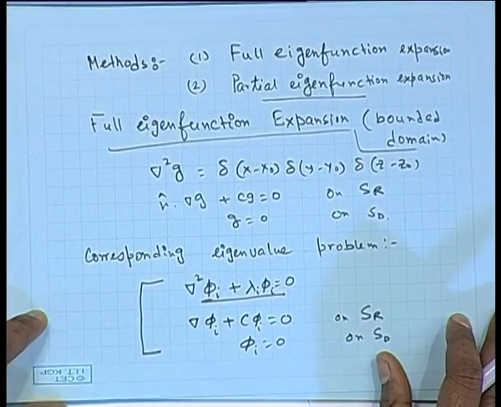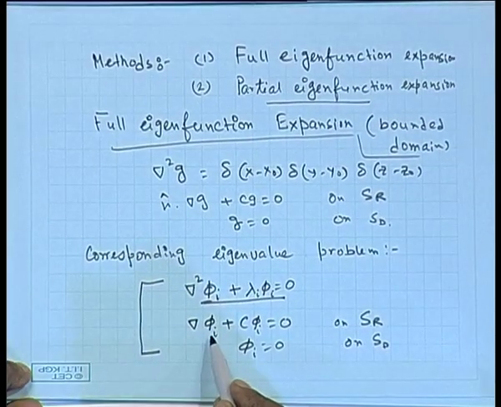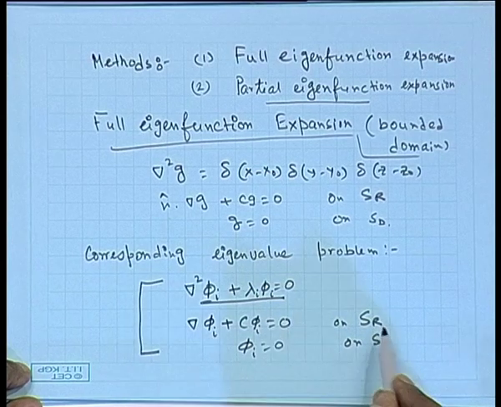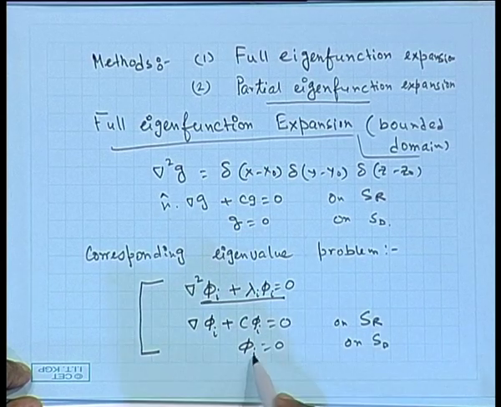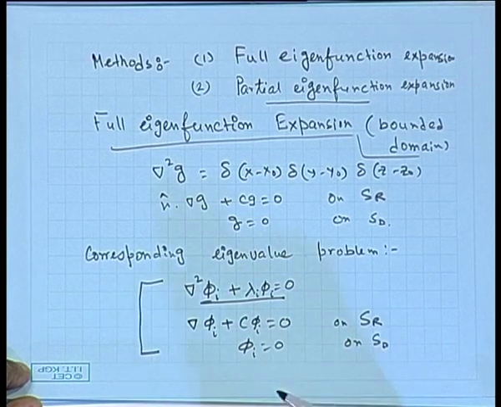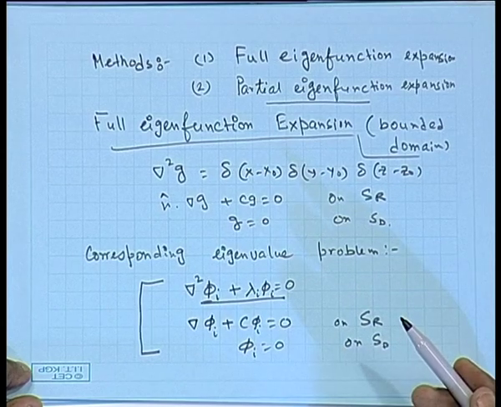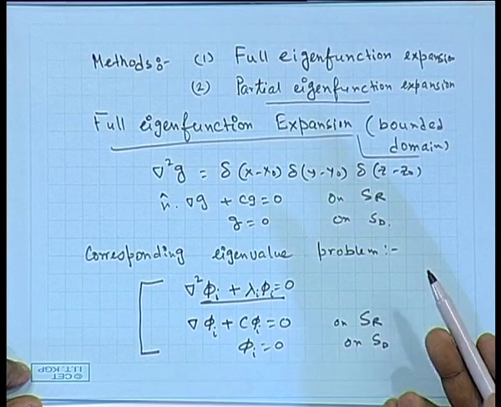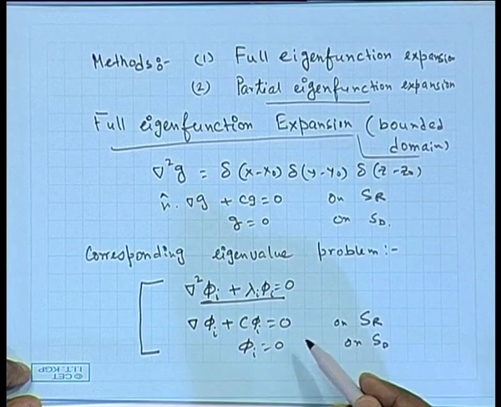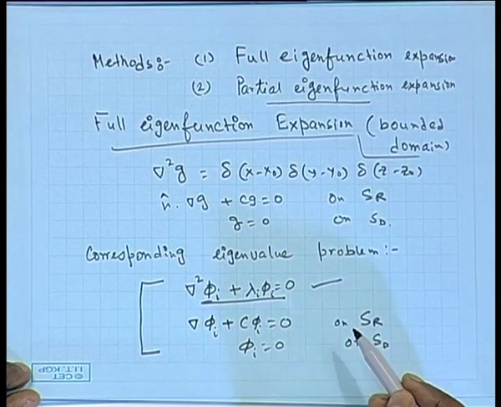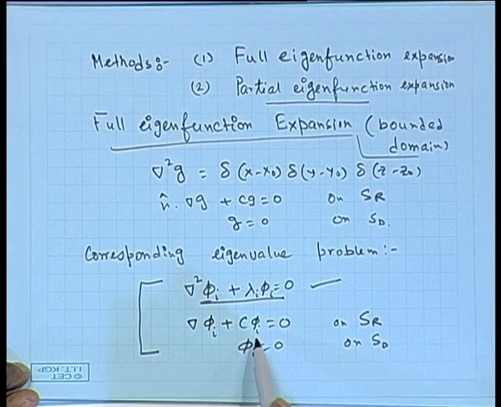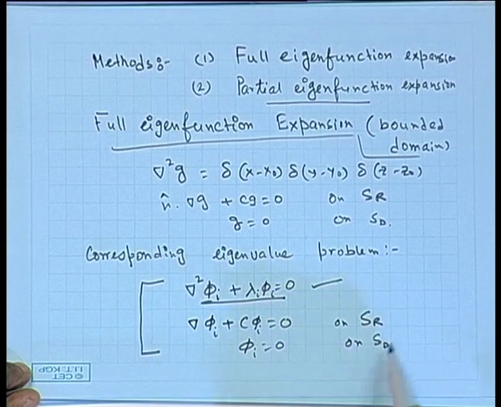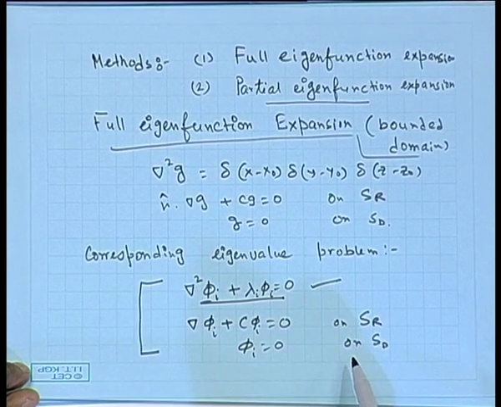The boundary conditions of phi i are grad of phi i plus C phi i is equal to 0 on SR, phi i equal to 0 on SD. What are the conditions on phi j? Same, because phi i and phi j are the same eigenfunctions which will be satisfying this equation only. So, grad of phi j plus C phi j is equal to 0 on SR and phi j is equal to 0 on SD.